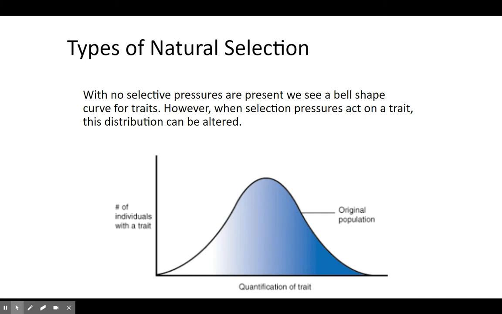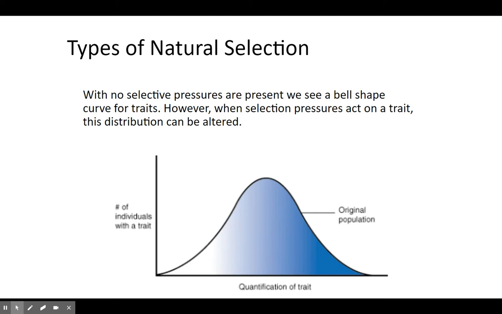So today, guys, we're going to be talking about types of selection. First and foremost, we've talked about natural selection already, but we're going to start graphing some things and explaining what this would look like. So first one is just your standard graph. It's your standard bell-shaped idea. With no selective pressures present, we see a bell-shaped curve for traits. However, when natural selection pressures act on a trait, this distribution can be altered.